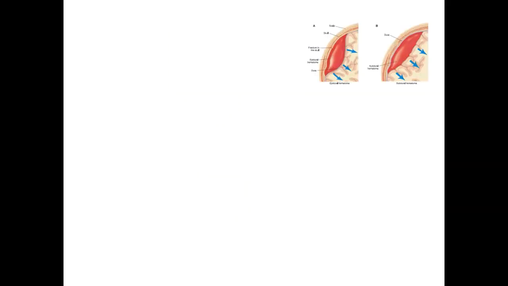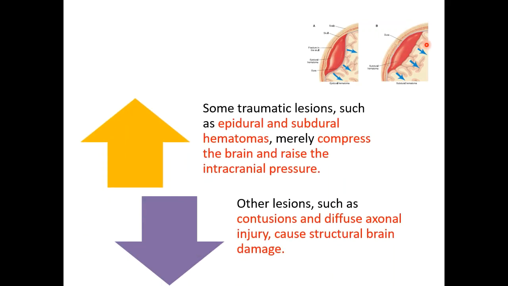So look at this picture. Let me just show you with a laser pointer. Two types of hemorrhages or hematomas rather have been shown here. One is an epidural hematoma occurring in the epidural space, pushing the dura towards the inner side. Whereas this is a subdural hematoma occurring just beneath the dura and pushing the dura towards the periphery. Any of which results in characteristic compression of the brain and raises the intracranial pressure. There are some other lesions such as contusions and diffuse axonal injury which cause structural brain damage. So let's see.